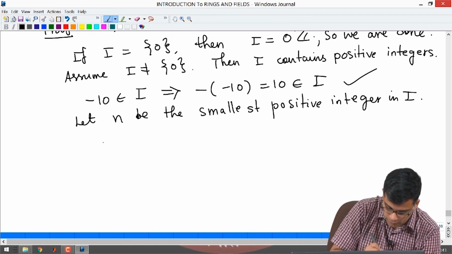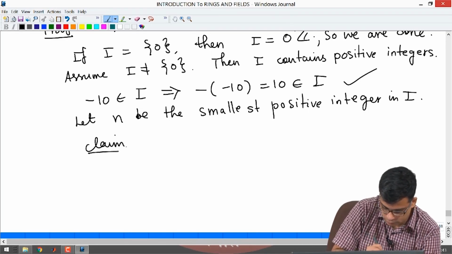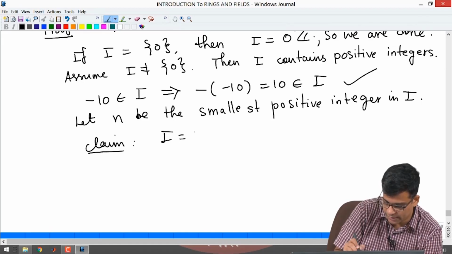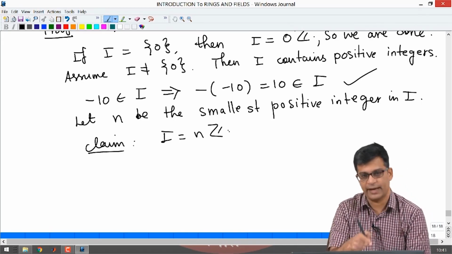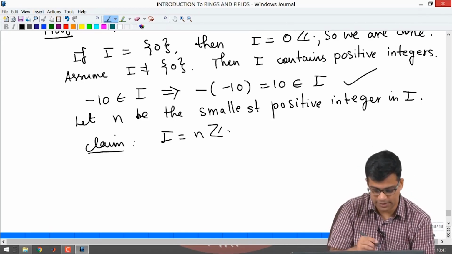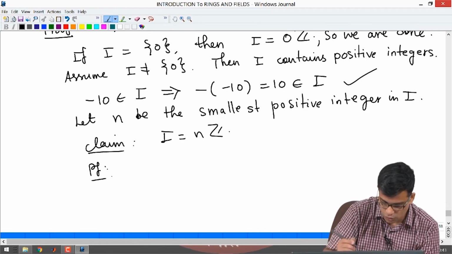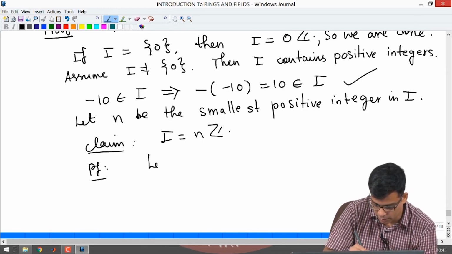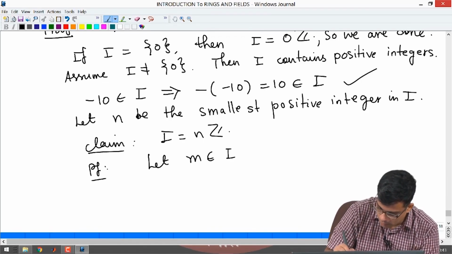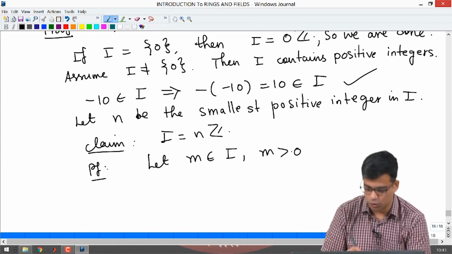Now, I claim that I is in fact nZ. This n will do the job for us. I is nZ. Why is this? So, let us first take care of positive integers.